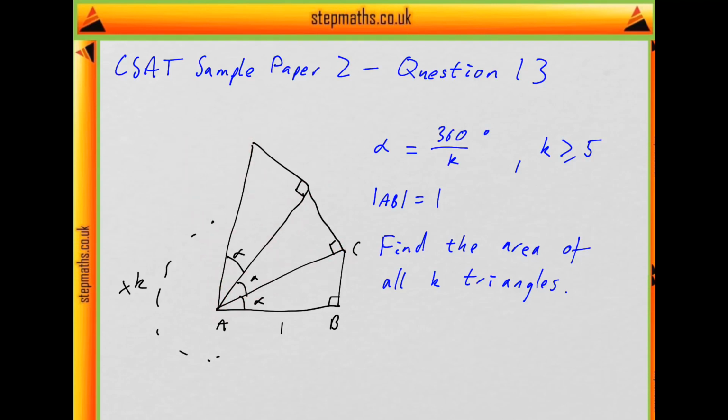So we're making a spiral, and in fact because there's K of them and the angle's 360 over K, the last triangle will end up touching here, so we'll get a full spiral. It will come out here somewhere and we'll have a last triangle, something like that. So what we're asked to do is to find the area of all K triangles. If you want to have a go at this question yourself, pause the video now.